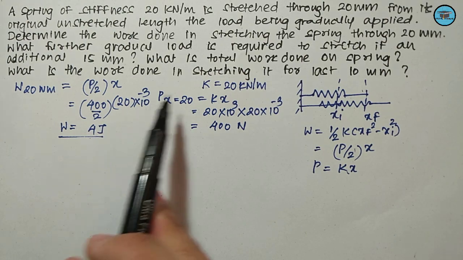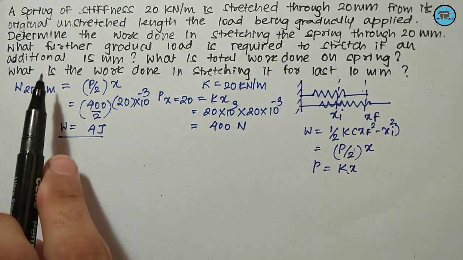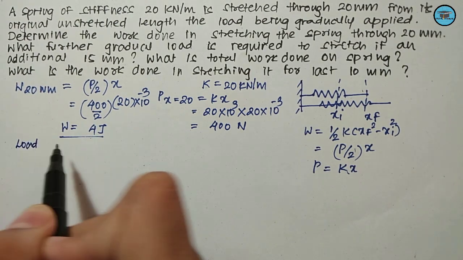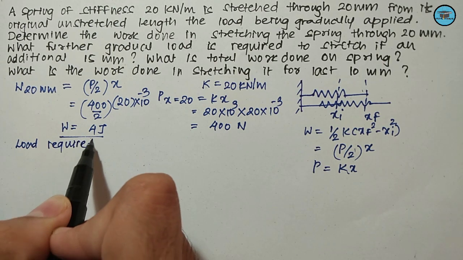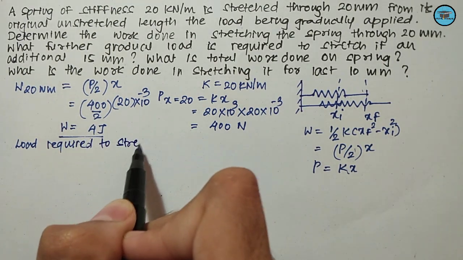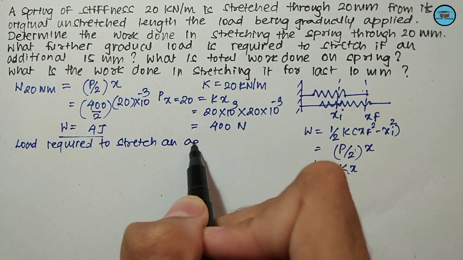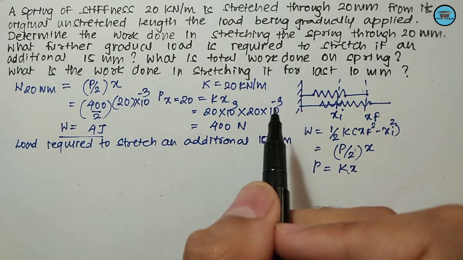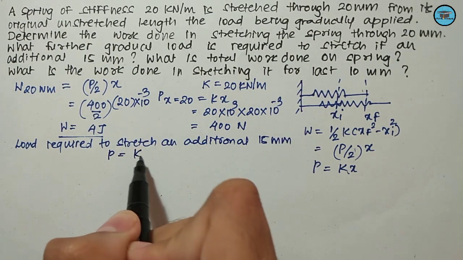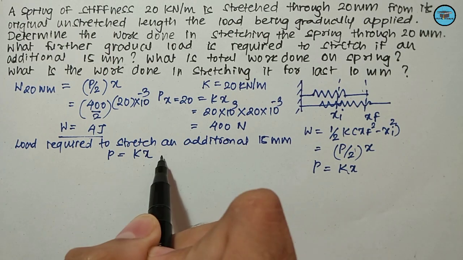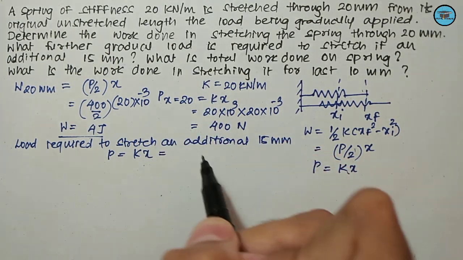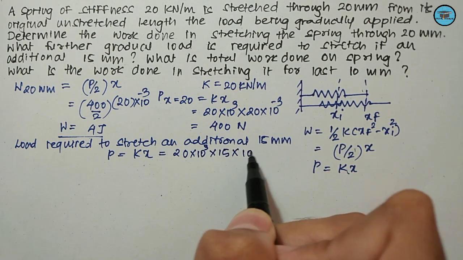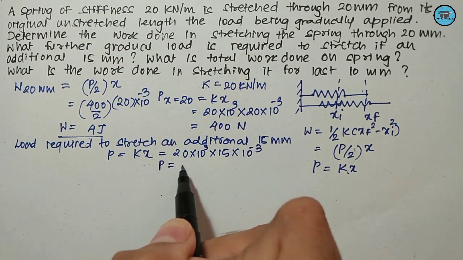Now the load required to stretch it an additional 15 mm can be calculated as P equals K into X, where X is 15 mm only, that is the total displacement, that is 15 mm. So that is 20 into 10 raised to 3 into 15 into 10 raised to minus 3. So the value of load comes out to be 300 Newton.